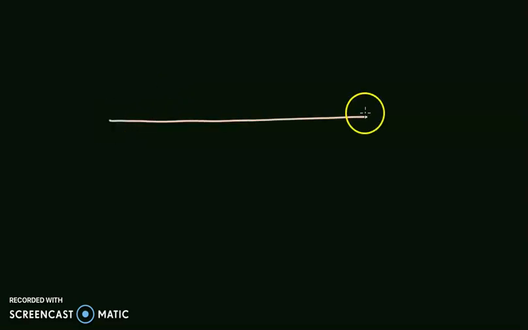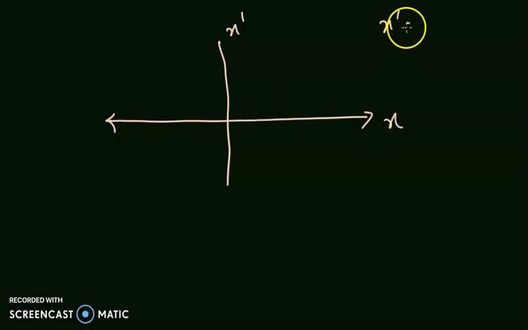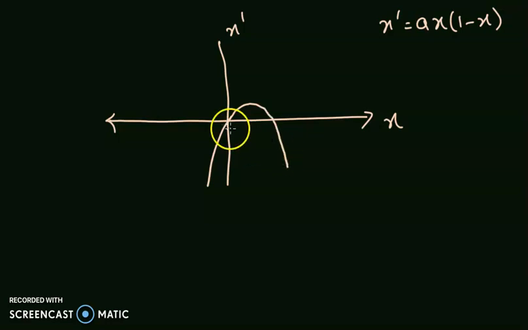So let's plot again x prime versus x. This is x prime and this is x. So the differential equation was ax times 1 minus x, and this was a parabola with x-intercepts at 0 and at 1. At 0 and at 1.